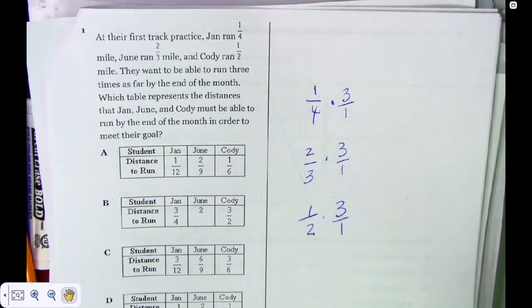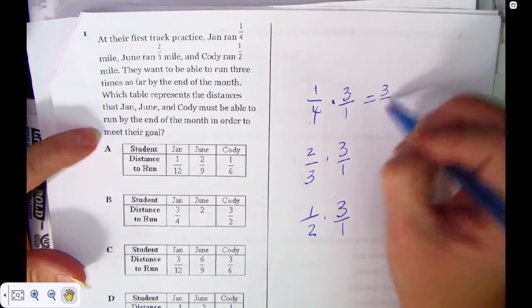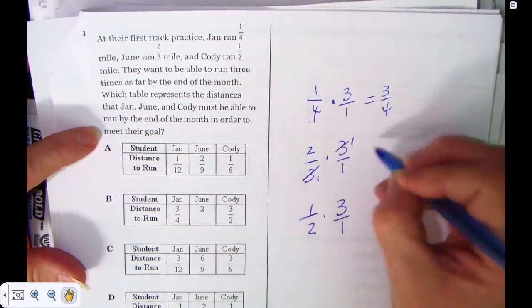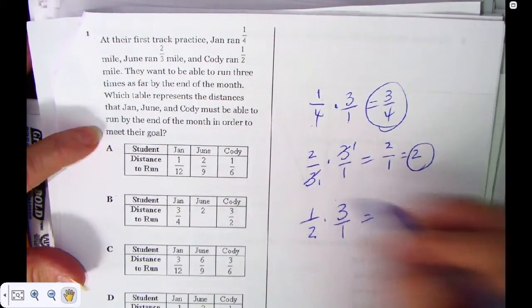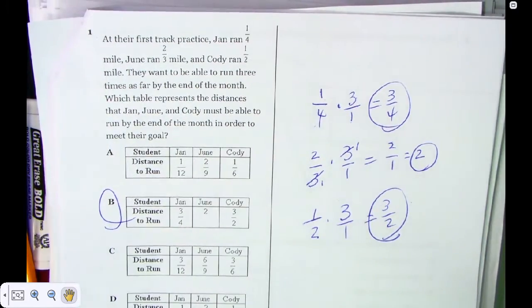Hey, and you know what? That little bitty stays with me, and it should stay with you. Okay? So, I can't reduce anything, so that's 3/4. I can factor out those 3's. I get 2 over 1, which is 2. And then I can't do anything there, 3/2. B. Look how easy that is.